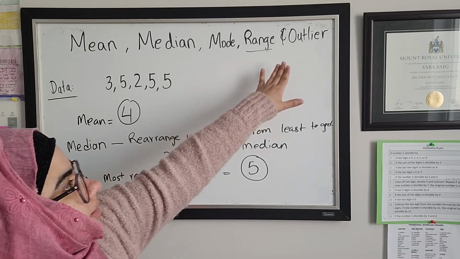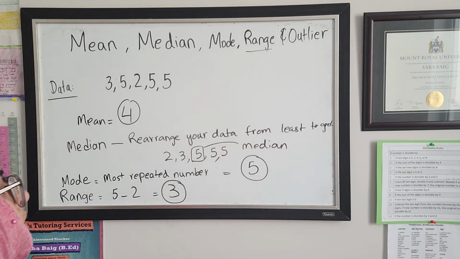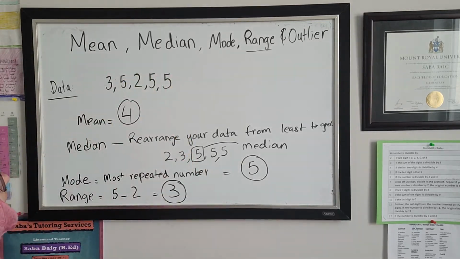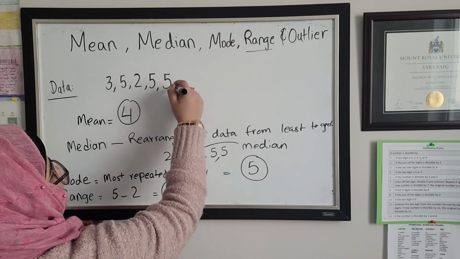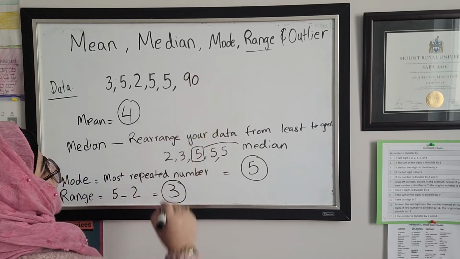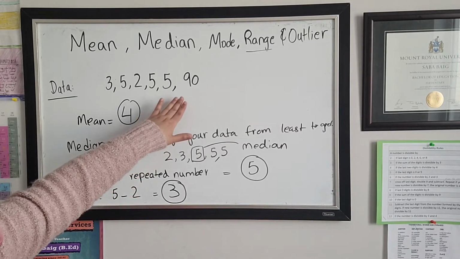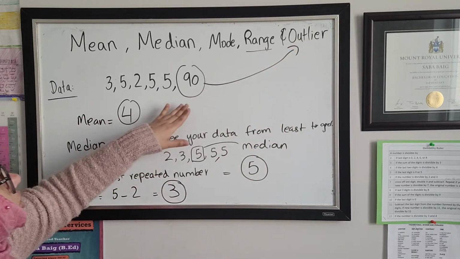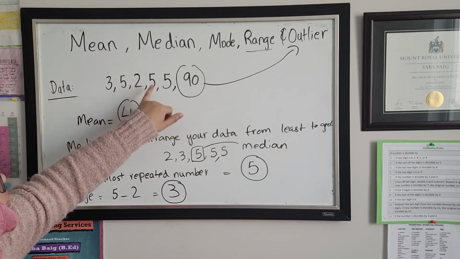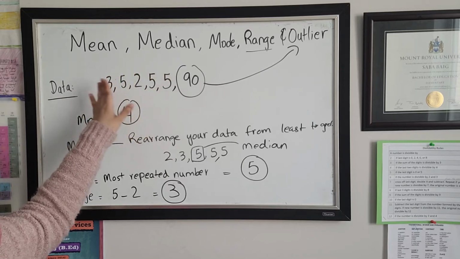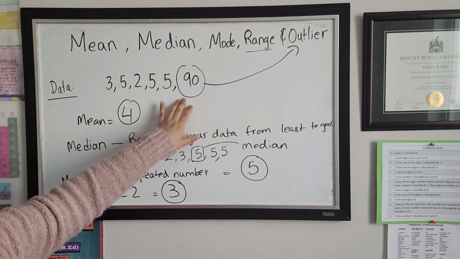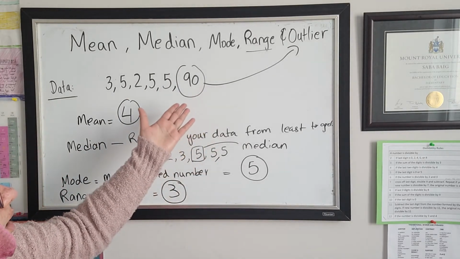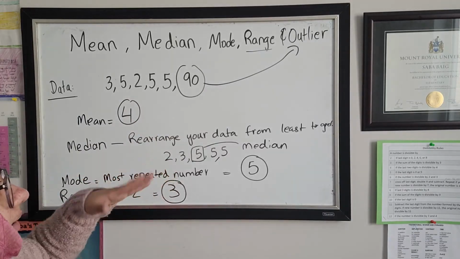Now, outlier. So outlier is any number that stands out. For example, I don't have any outlier in this data. But imagine if I have the number 90 in this data. 90 is considered an outlier because there's a huge difference between it and this set of data, 3, 5, 2, 5, 5, 5. These numbers are within 10, right? But this number is way off. 90 is a very high number. So any number that stands out in the data is your outlier.